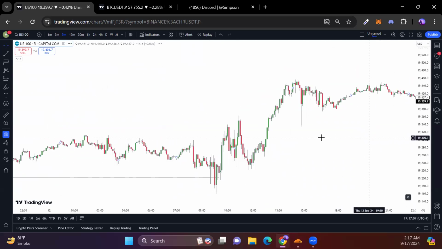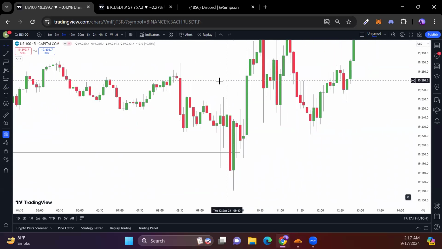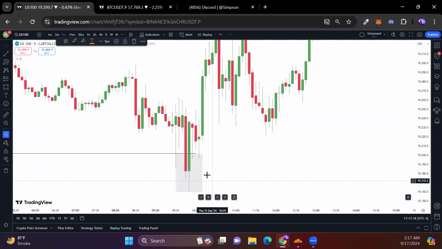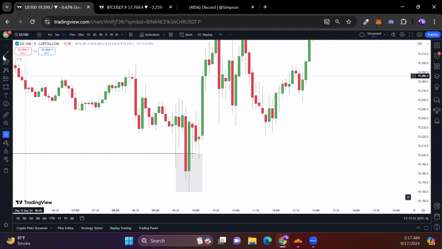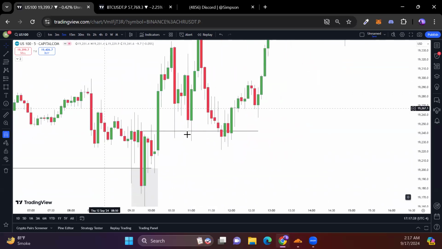Yes, here on the 5-minute, we had broken down the structure. We have candle closures below, convincing you that the market is bearish and you should short this retest. But what happened is price instantly reversed, changing the state of delivery or the market structure here, and then eventually pushing higher. We had multiple raids on the way.